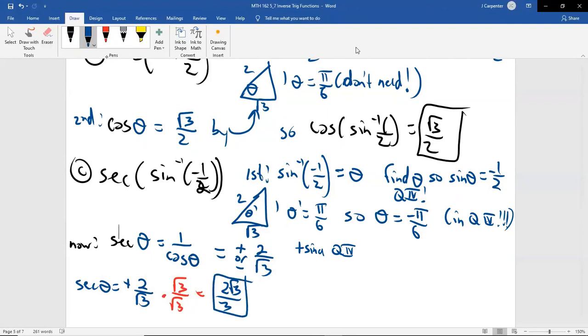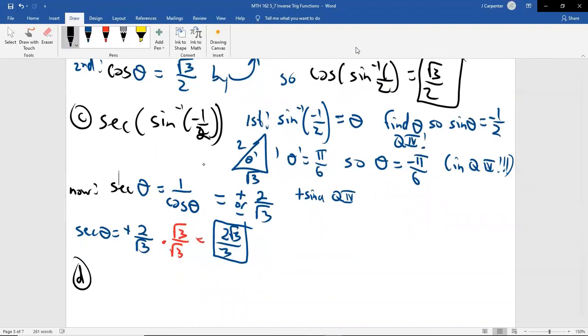So 2 square root of 3 over 3 is the answer. This is one that a lot of people would think the answer is negative because this inverse sine had a negative. Oh, so just give the secant a negative. Nope. Because sine is negative in quadrants 3 and 4, but secant is negative in quadrants 2 and 3. These subtle details will make or break you.